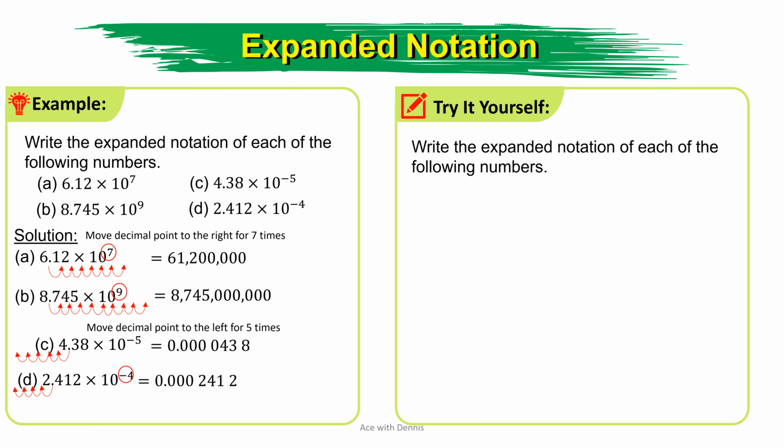Now let's try this similar example yourself. Write the expanded notation of each of the following numbers. A. 3.8 times 10 to the power 6. B. 5.871 times 10 to the power 12. C. 1.365 times 10 to the power negative 6. D. 2.46 times 10 to the power negative 7. You can pause the video and try to solve it yourself.